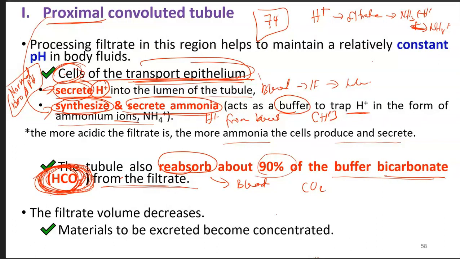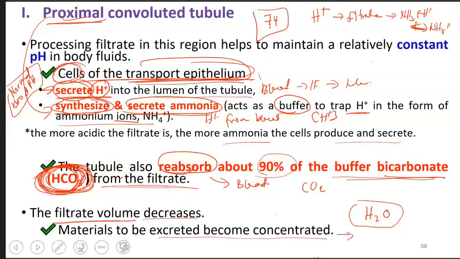So the filtrate volume decreases and materials to be excreted become concentrated, because in the proximal tubule there is also reabsorption of water, which causes the filtrate volume to decrease, and also reabsorption of the nutrients. So this decreases the filtrate volume that will enter into the next region, which is the loop of Henle. It says here materials to be excreted become concentrated.